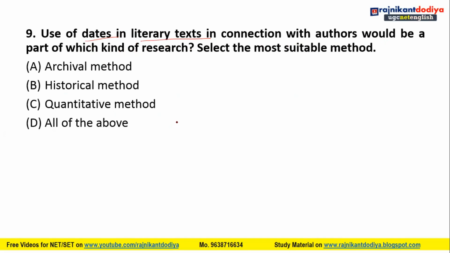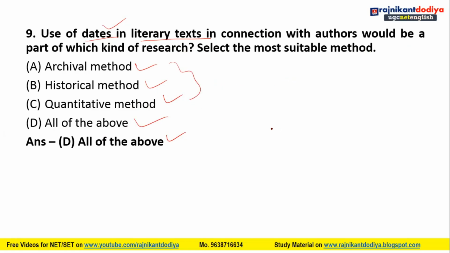So it is all of the above, friends, because it will have archival method, because archives the historical backgrounds of different literary texts and historical ideas, literary books of history. Then quantitative method for the dates and numbers. So all the above methods will be there in the use of dates in literary texts in connection with authors in research. So all these three methods are the most suitable method here.